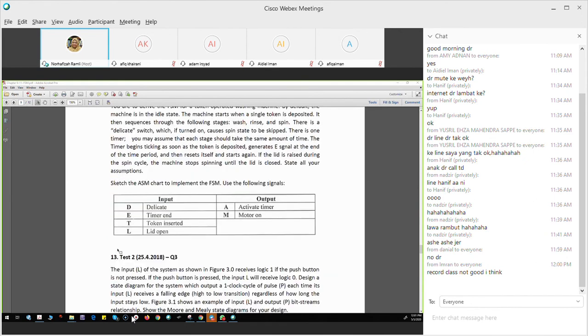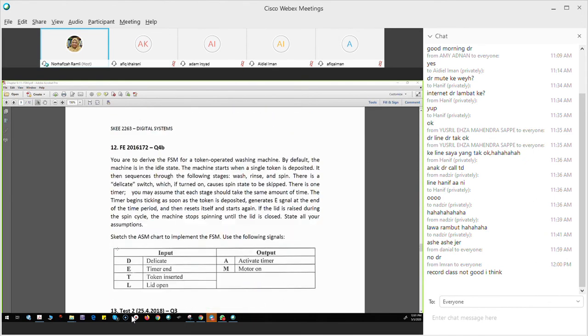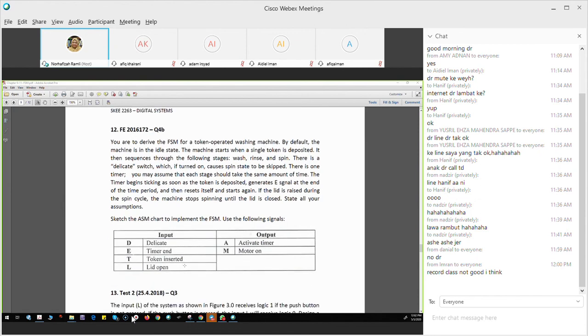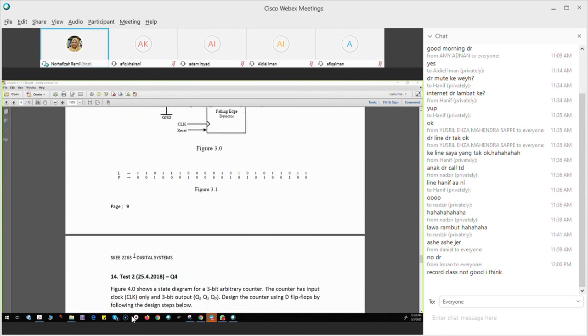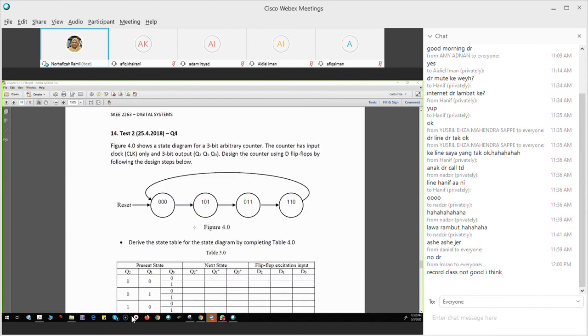And this is also another one. What is it? FSM. This is a washing machine, ASM. So you have to come up with the state diagram of these operations of the washing machine. So it has delicate, timer, token inserted, lid open, and so on. This is from chapter 9, the pulse detection. This is simple.